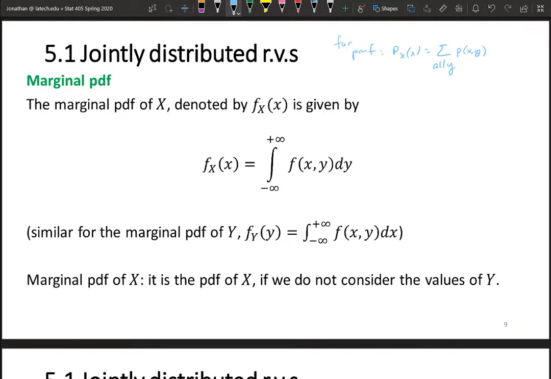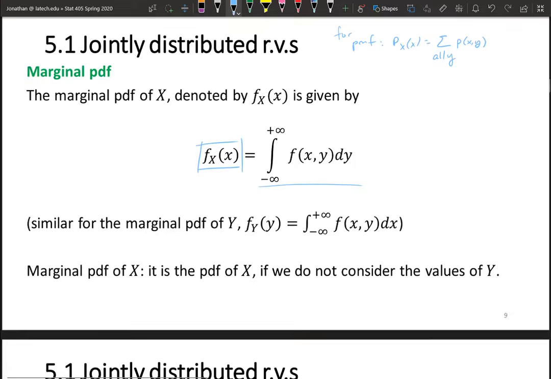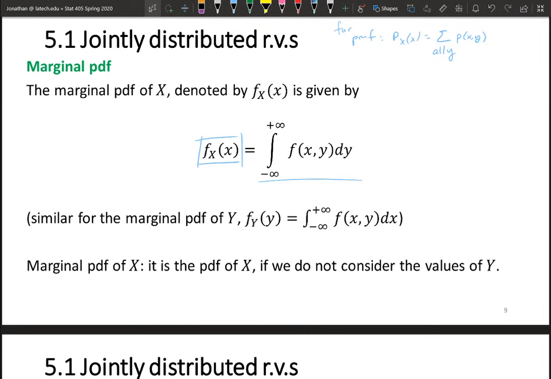Well, now, for a continuous random variable, all we're going to do is change the summation to an integral. So the marginal PDF, right here, f sub x of x. It's like if you were only considering x and you didn't care what y was doing, you would just say you have one variable, and so you would integrate away the y variable. So when you plug in the bounds for y, it effectively just disappears, and so you don't see it anymore, so it's really just a function of x.